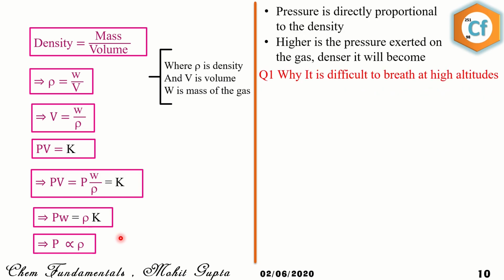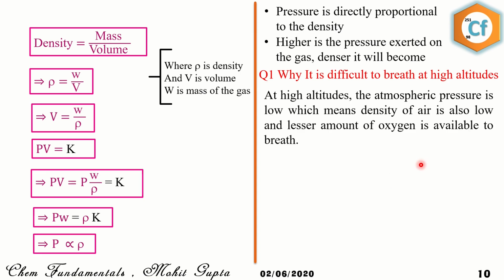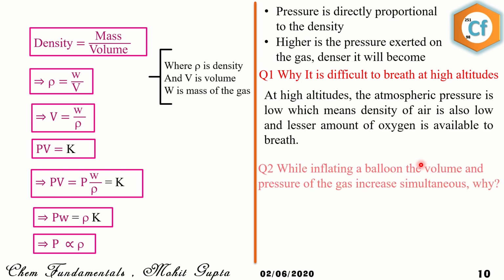Next, we come to an important question: why is it difficult to breathe at high altitudes? At high altitudes, the atmospheric pressure is low. So if the pressure is low, the density would also be lesser. In that case, a lesser amount of oxygen would be available in a larger volume, and we have to take air in very high quantities to meet our oxygen requirements.